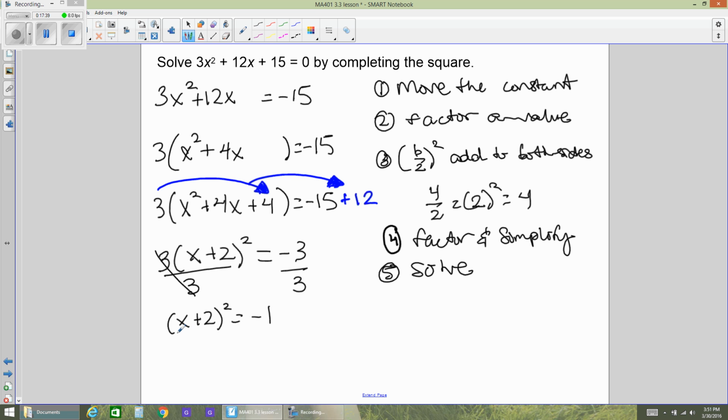Okay, square root, square root. So I have x plus 2 equals plus or minus i. Remember your imaginary numbers, your complex numbers. Subtract the 2 to the other side and you get x equals negative 2 plus or minus i. Great. Let's keep moving.